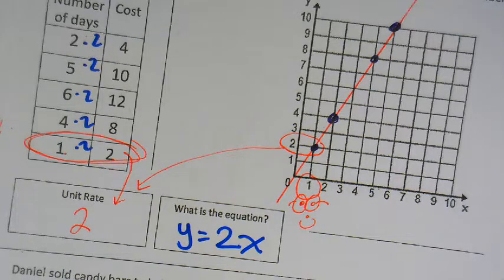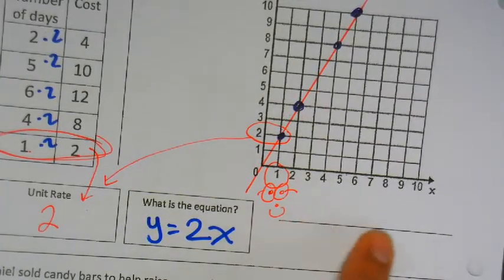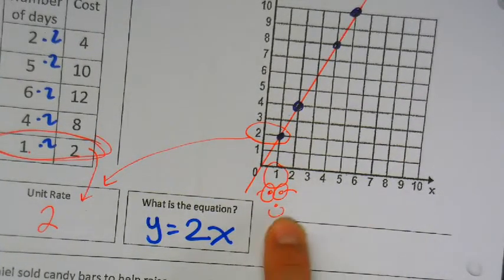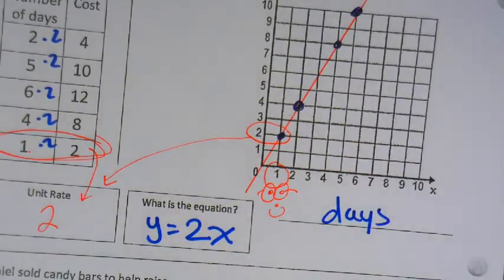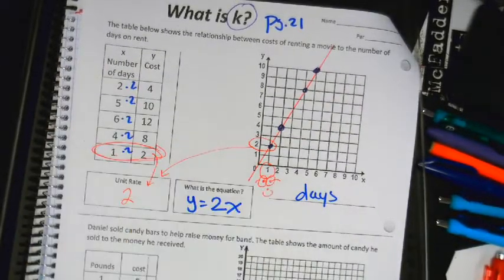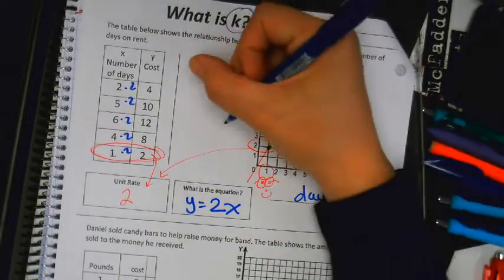What should I label the X? The number of days. Very good. You telling me number of days tells me that you know how to go from the table to the graph, which is an important skill to know. What's my Y? Cost. Very good. Good job.